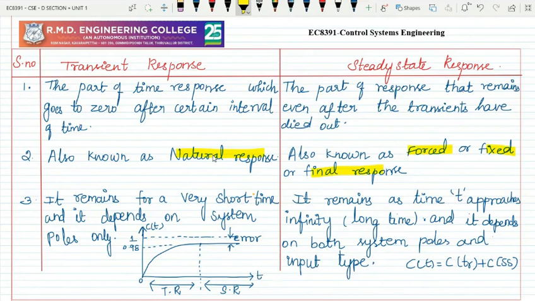When we draw a graph, it will look like this. The initial part of this graph is the transient response, and the remaining part is the steady state response. See this gap: the actual value should be 1, but you are attaining the value of 0.98. This is nothing but your steady state error. This has to be calculated for every system, based on the initial and final value theorems.